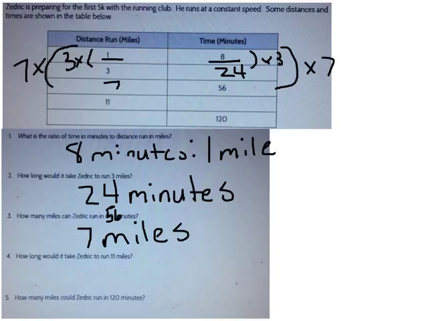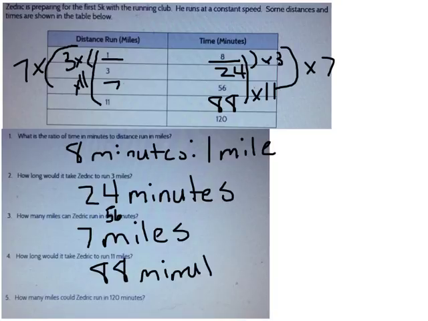How long would it take Zedric to run 11 miles? Again, I need to multiply both quantities by the same thing. 1 times what is 11? 1 times 11 is 11. Now I need to multiply the 8 by 11 as well. What's 8 times 11? It's 88. It would take Zedric 88 minutes to run 11 miles.